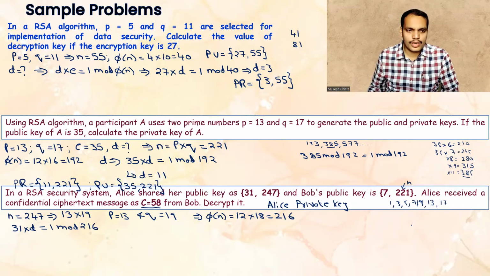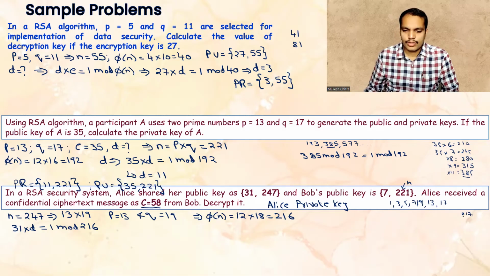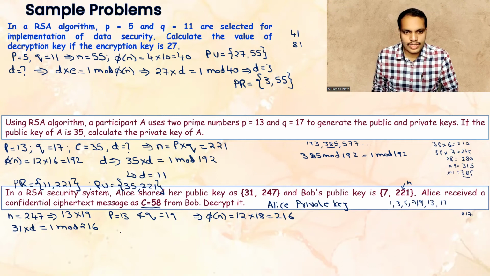So what are the possible values here? 217 is one possible value, isn't it? If I find 217, I can simply write D is equal to 7, isn't it? I have 217 by 31. 31 sevens is nothing but 217. So automatically I can write down D is equal to 7, which gives me the private key of Alice as 7, 247. This is the private key of Alice.